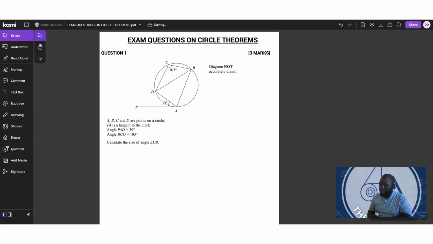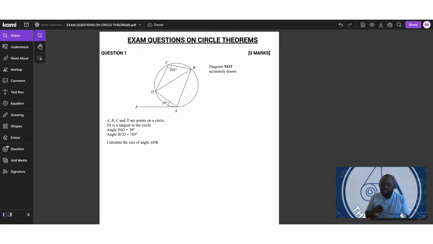Now, if you look at this question, it just gives you the diagram and tells you that A, B, C, D are points on a circle. PA is a tangent to the circle, so we are already being provided with the information that we will use to solve this. Angle PAD is 39 degrees and angle BCD is 103 degrees. Now, this particular question is asking you to calculate the size of angle ADB.